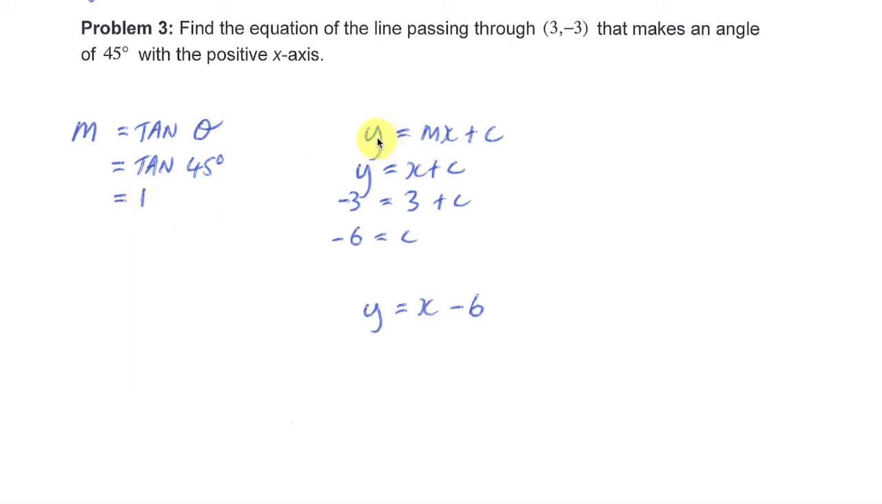And now it's just a matter of y equals mx plus c. I sub in the gradient being 1, so we now have y equals x plus c. I sub in the known point, so when x is equal to 3, y is equal to negative 3, to produce that c, the y-intercept, is going to be negative 6. So the equation of my line is y equals x take away 6.